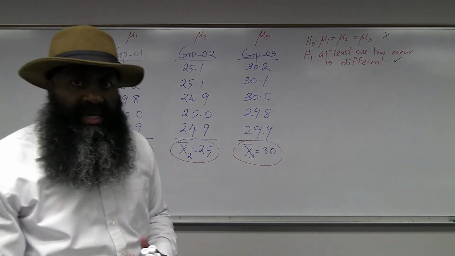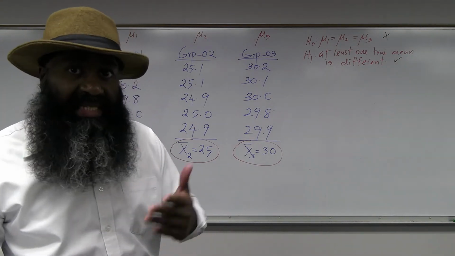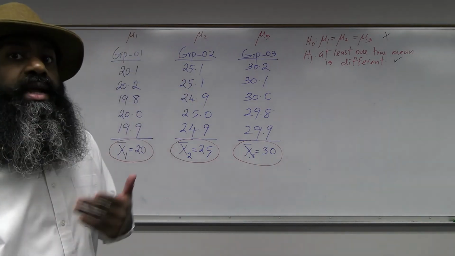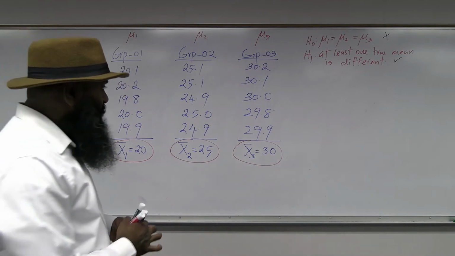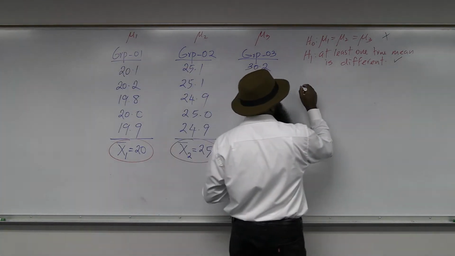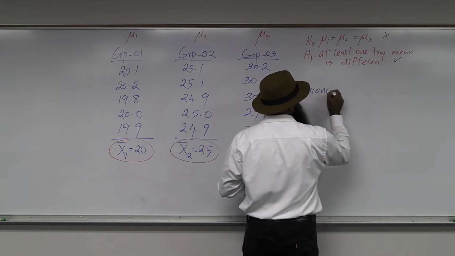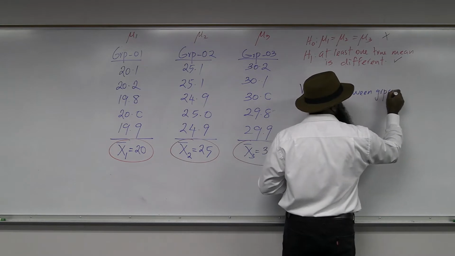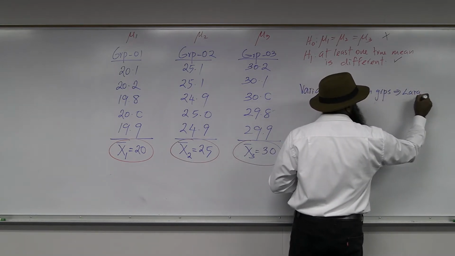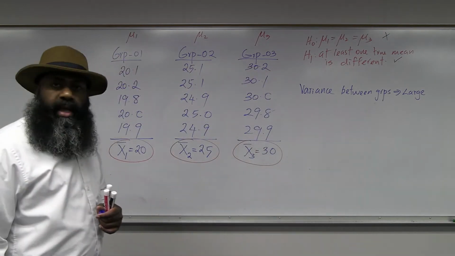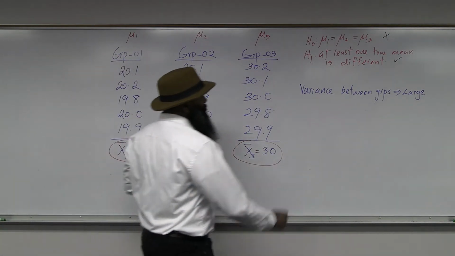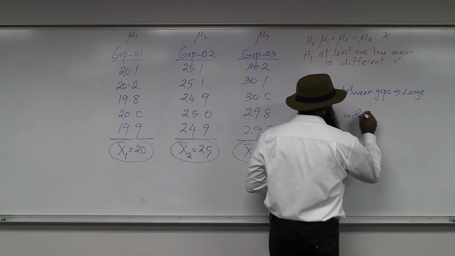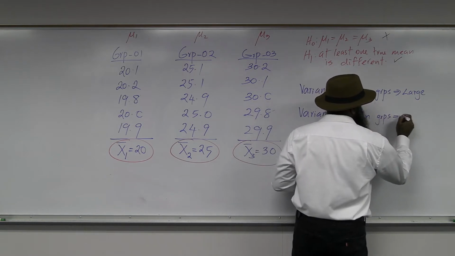Variability is measured using variance. That's one of the best statistics we have to quantify the variability. So we will write it down using variance. We will say variance between groups should be large, and variance within groups should be small.